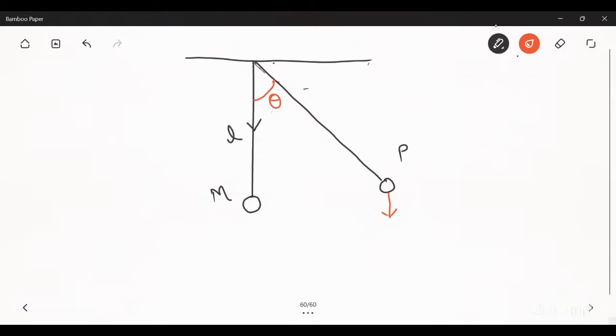Its weight is acting downward, which is known as mg, and the tension in the string is T. Now this mg can be resolved into two components. One is mg cos theta, which is acting opposite to tension T, and one is mg sin theta. The displacement between them is y, MP equal to y. So there are two forces acting on the body. First is mg cos theta, which is balanced by T, and second is mg sin theta, which is in the direction of the displacement.